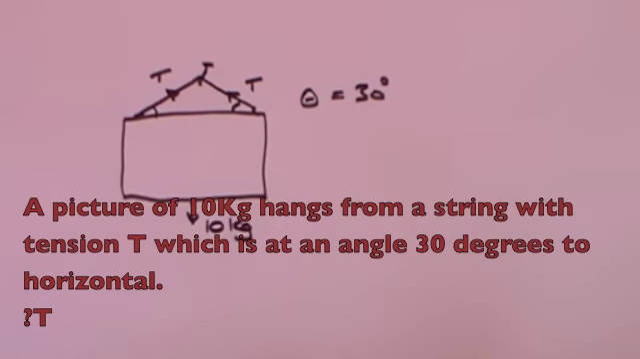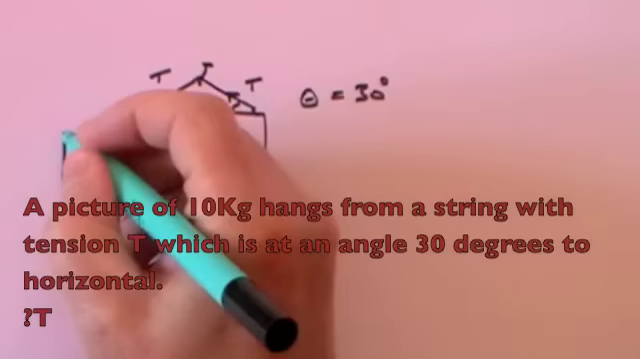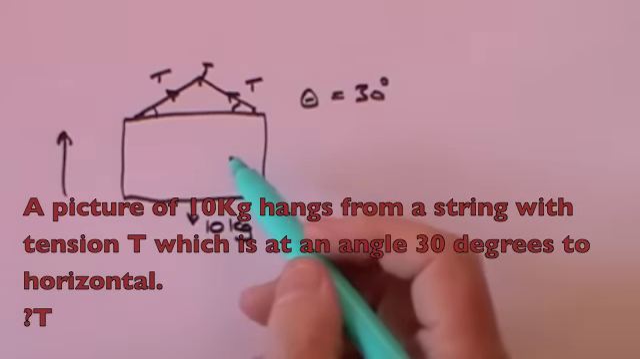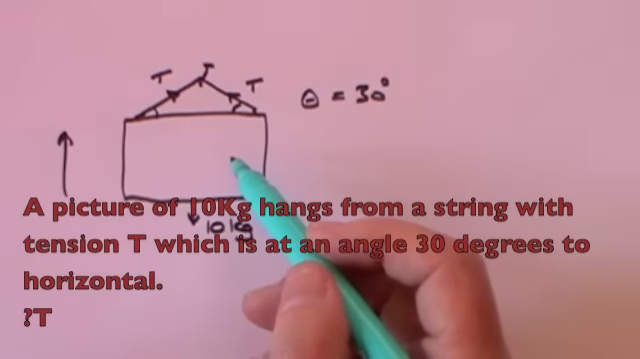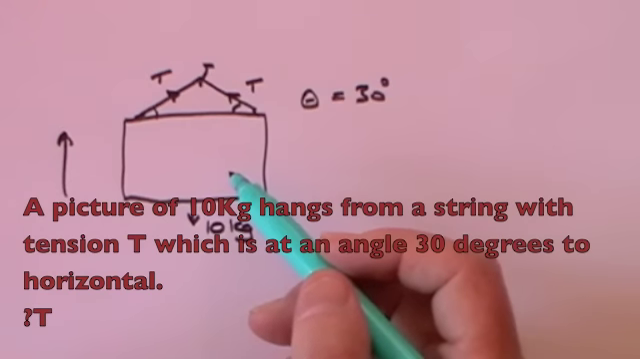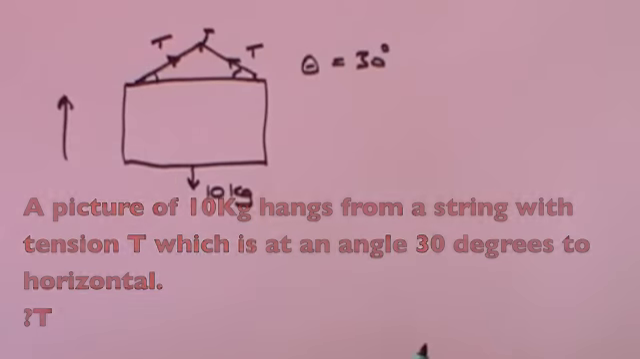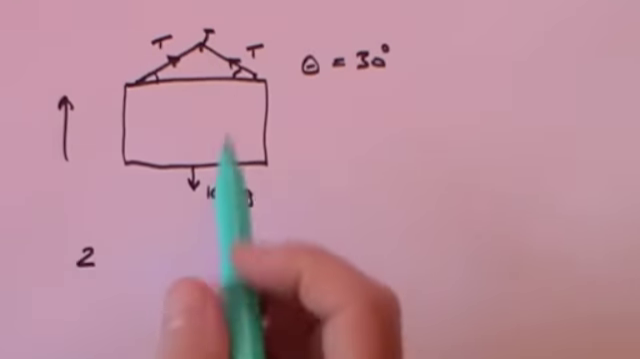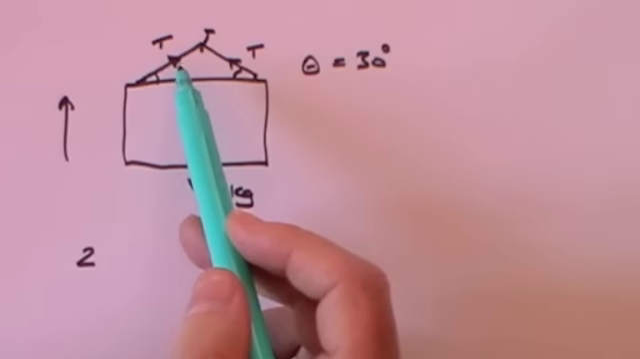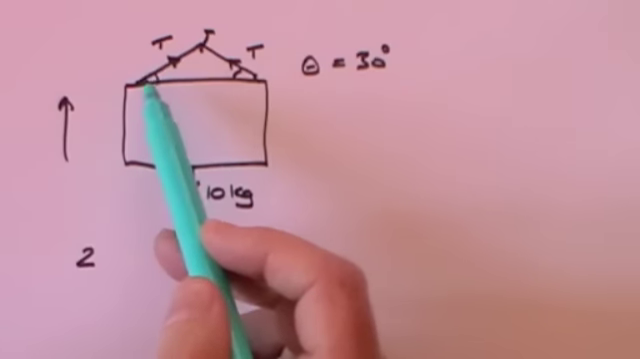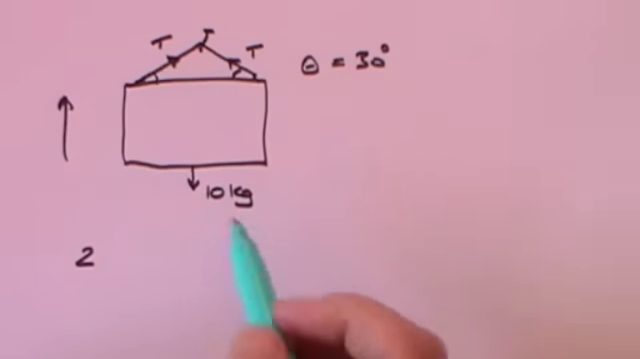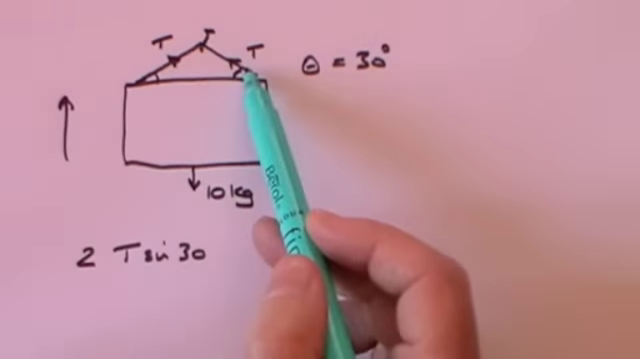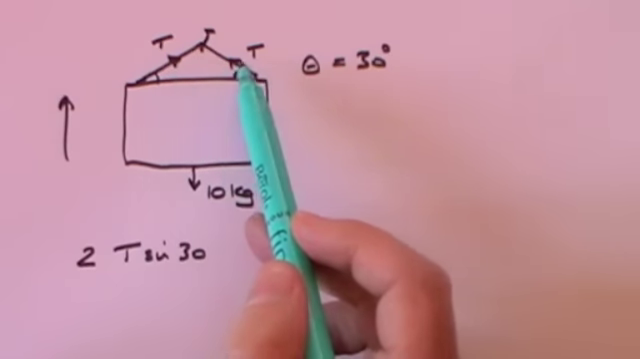And the way to tackle this is to resolve all the forces in the vertical direction. And obviously the forces must balance, because the picture does not fall off the wall, it doesn't accelerate off the wall, it stays put. So the net force must be 0. What are the forces that are acting upwards? Well, there are two tensions. But the vertical component of the tension is not going to be T, but T times the sine of this angle. So it's T times the sine of 30 degrees. And there are two of them, because we've got two bits of string, each with tension T.